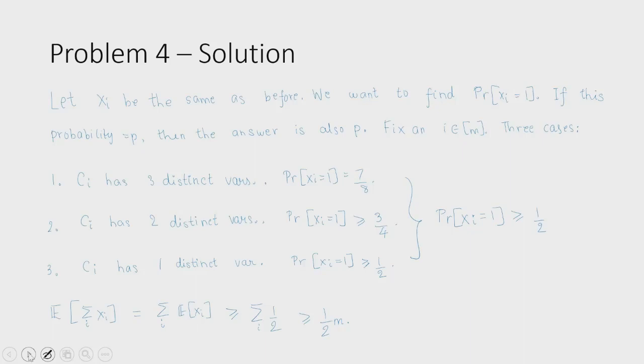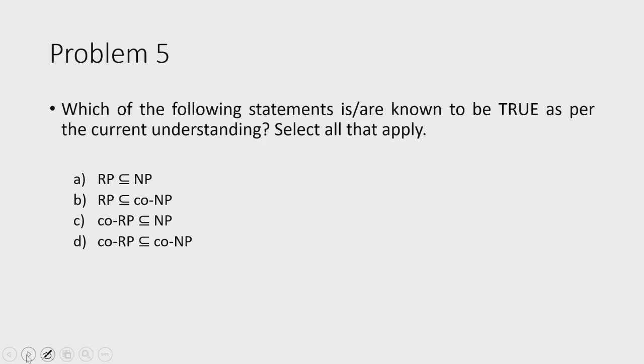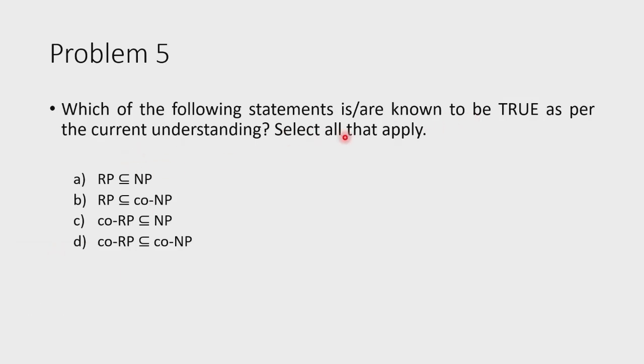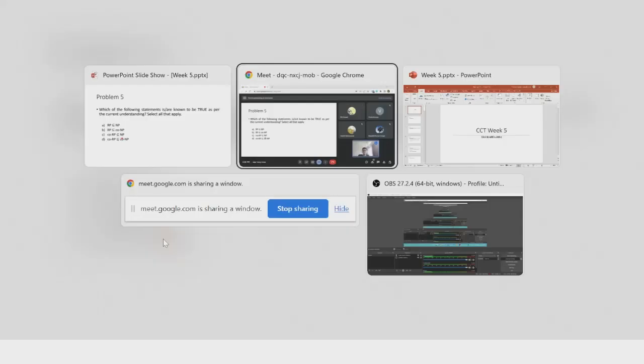Okay, so if there are no more questions, we can move to the next problem. Which of the following statements is or are known to be true as per the current understanding? We are supposed to select all that apply. RP is in NP, RP is in co-NP, co-RP is in NP, and co-RP is in co-NP. So would you like to guess?